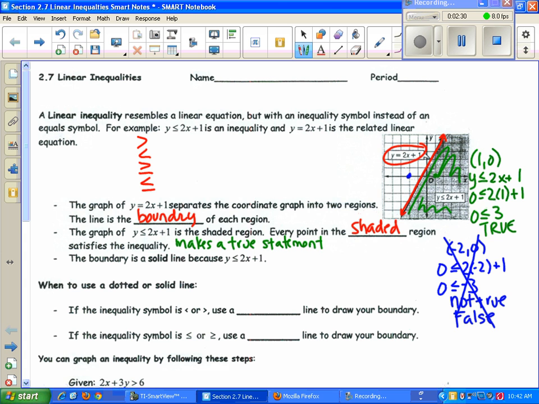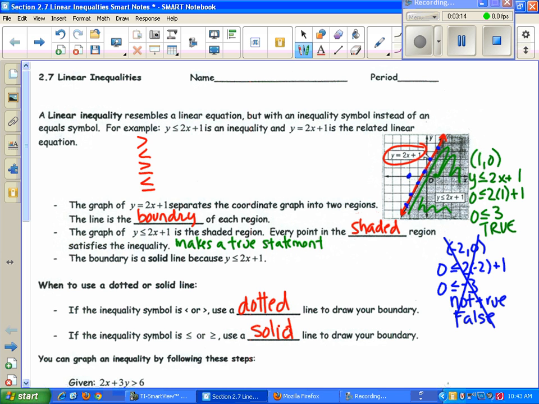So that's the difference when we're graphing inequalities: we don't just have the line as our answer, we also have a shaded region that we need to include. If the inequality symbol is less than or greater than, we're going to use a dotted line to draw the boundary. If the inequality symbol is less than or equal to or greater than or equal to, we're going to use a solid line to draw the boundary, because when it's equal to, any point on this line, if I were to plug it into my inequality, should make a true statement.